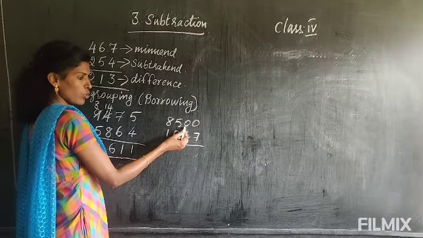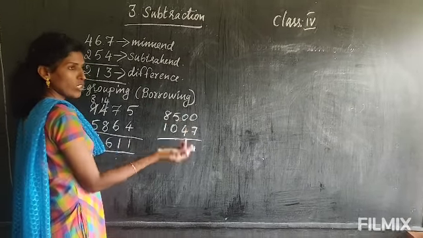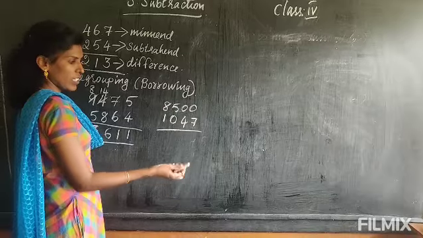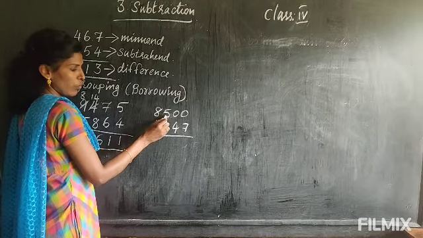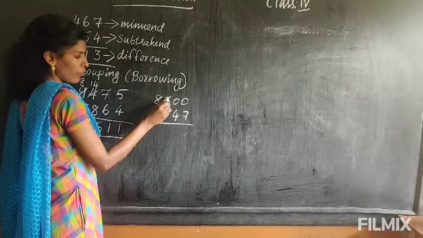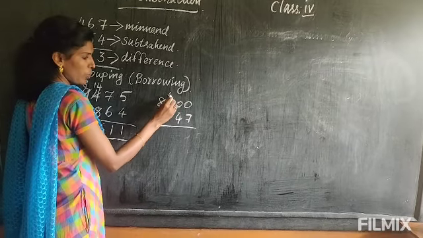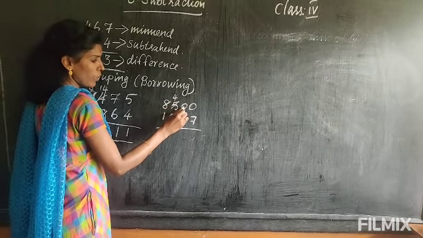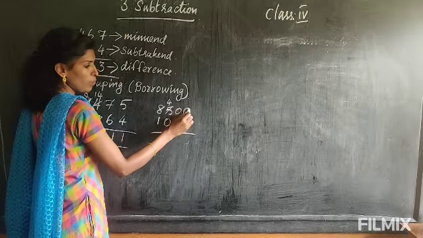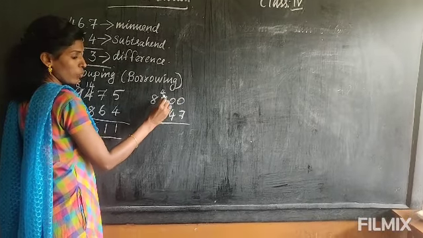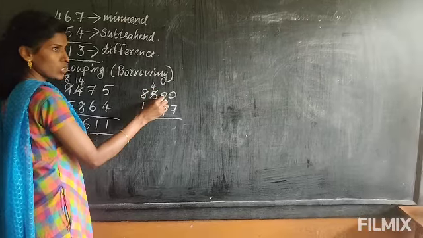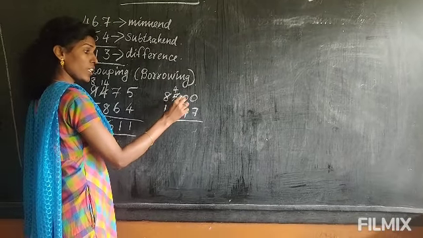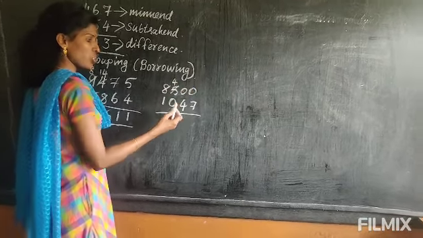You have to borrow. To borrow here, also nothing is there. 0 means there is nothing. So what will you do? You will borrow from the next digit. If you borrow from 5, you will give 1, so here it will be 4. That 1 will be given here. You cannot jump to another digit. You can give only to the next digit.